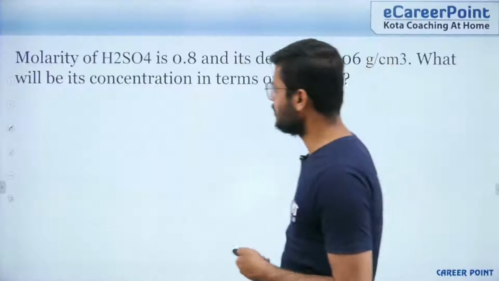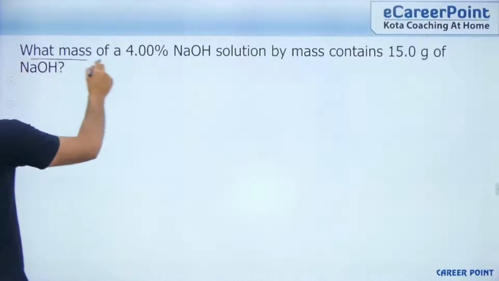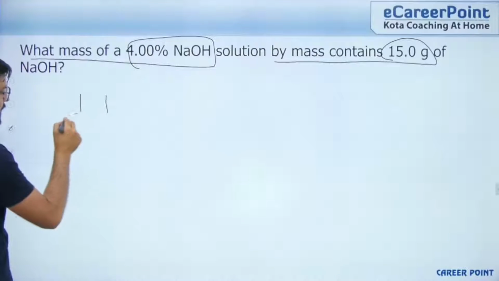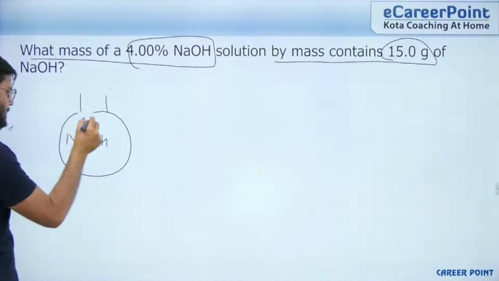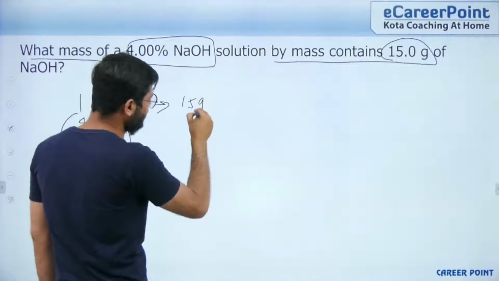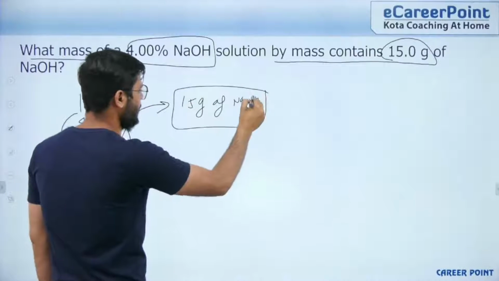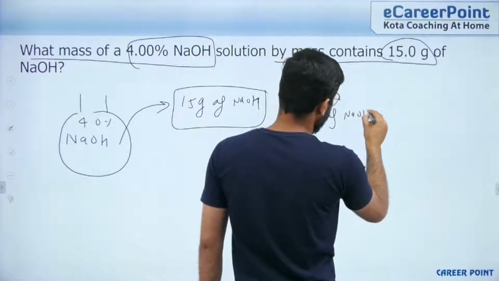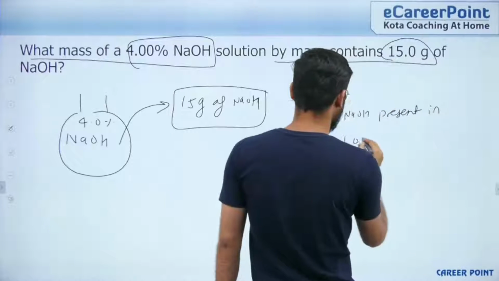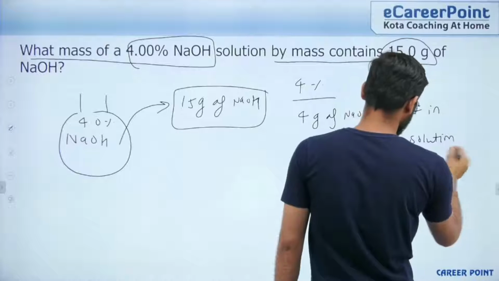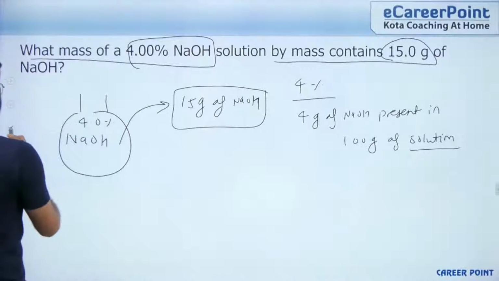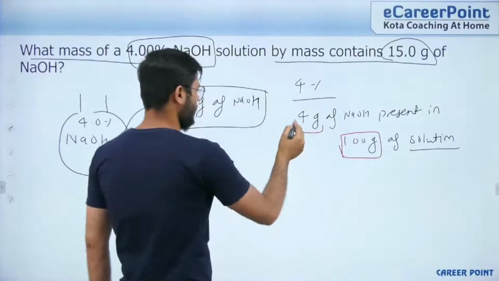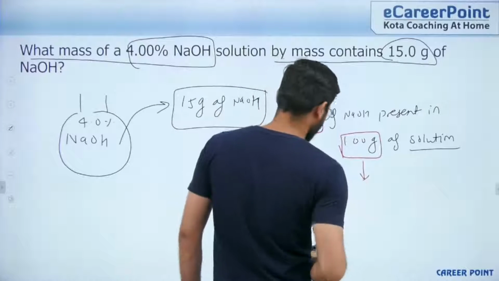Okay. So now this is the last question, not the last. What mass of 4% NaOH solution by mass contains 15 gram of NaOH? It is saying that we need to make a NaOH solution which is 4%, but it should have exactly 15 gram of NaOH. So 4% signifies that 4 gram of NaOH is present in 100 gram of solution. Now we want 15 gram of this, then how much solution will we require?